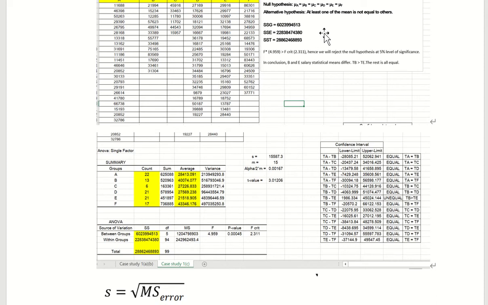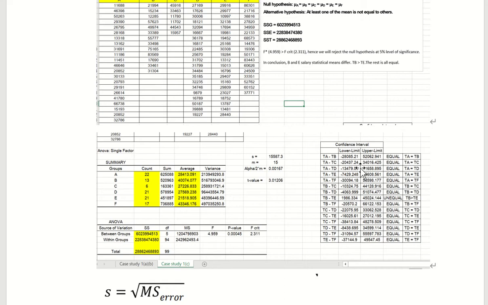So the final conclusion will be that at least one of the means is not equal to the others. Since at least one of the means is not equal to the others, I need to calculate which mean that is. So like that, I will construct a confidence interval table.